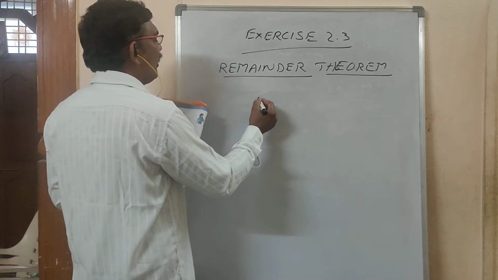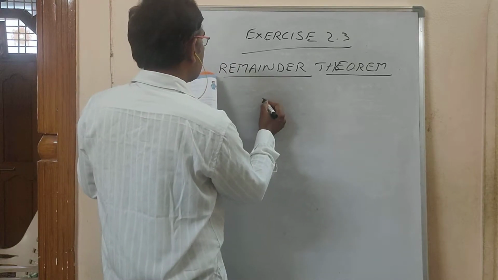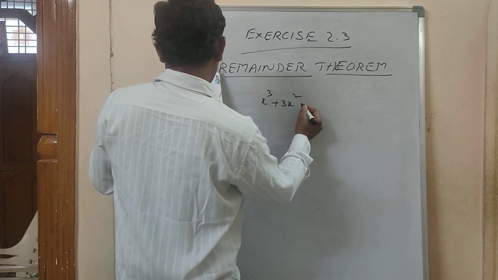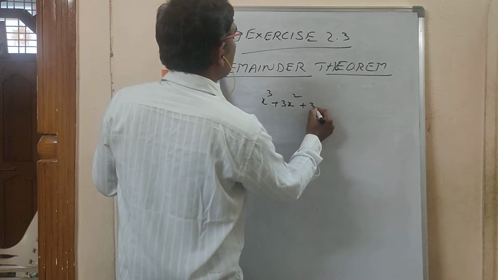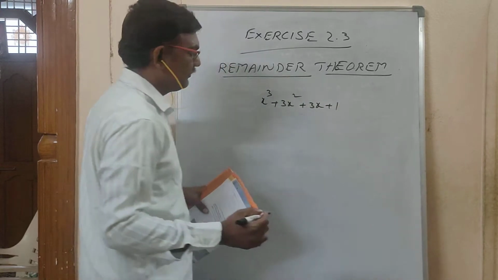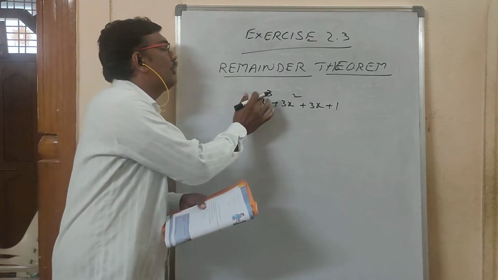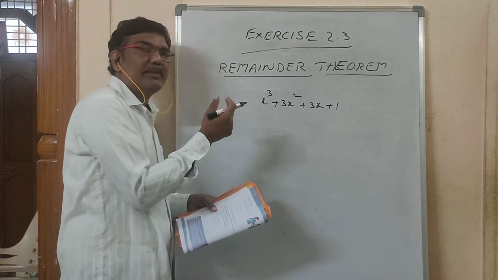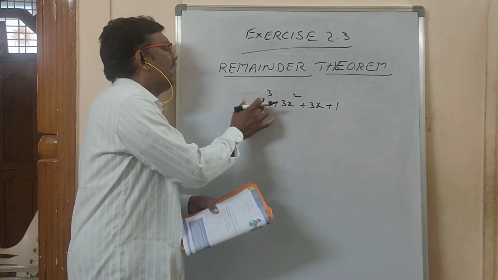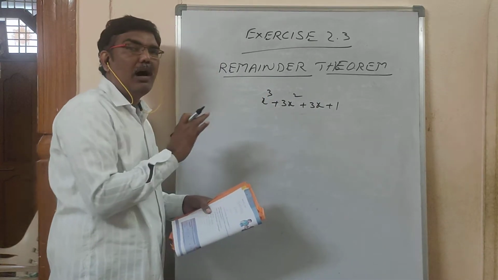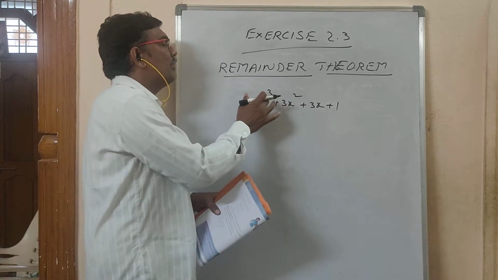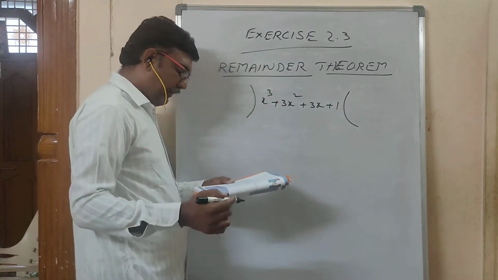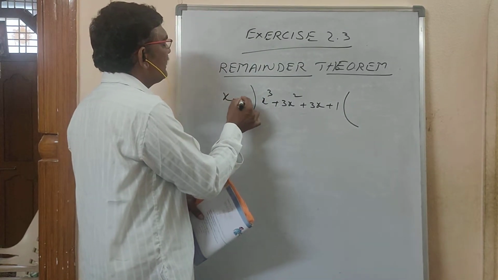One polynomial is given, that is x cube plus 3x square plus 3x plus 1. It is a cubic polynomial. The order of this polynomial, as I already said, is the highest power of the variable. This cubic polynomial we should divide with x plus 1.